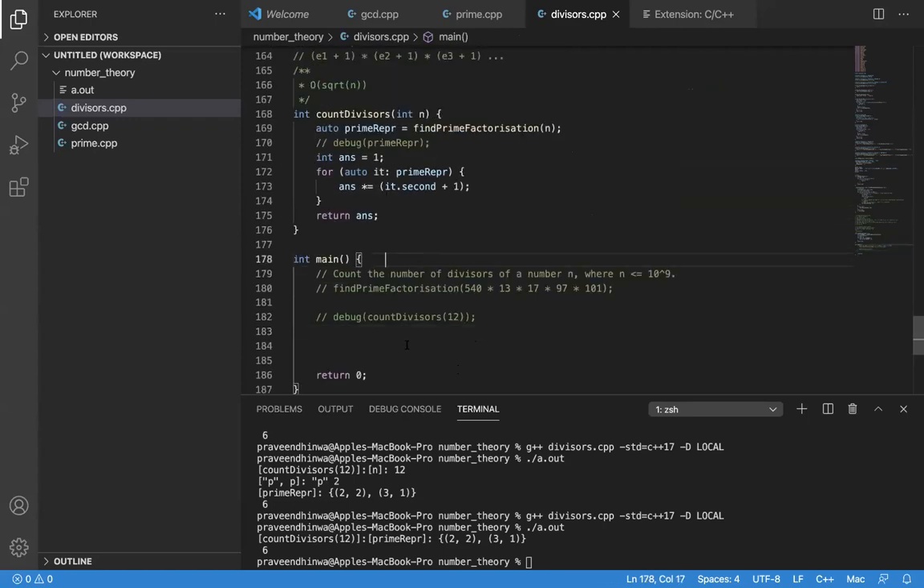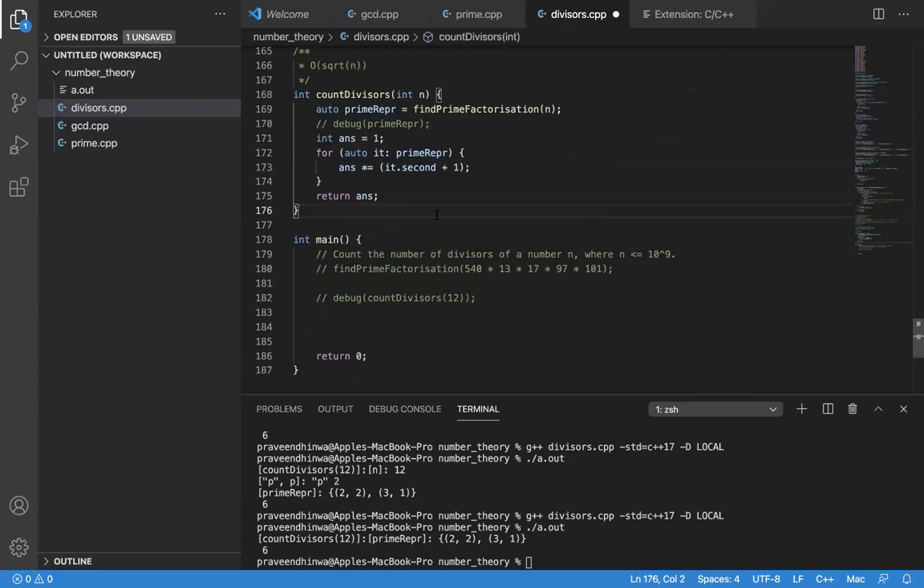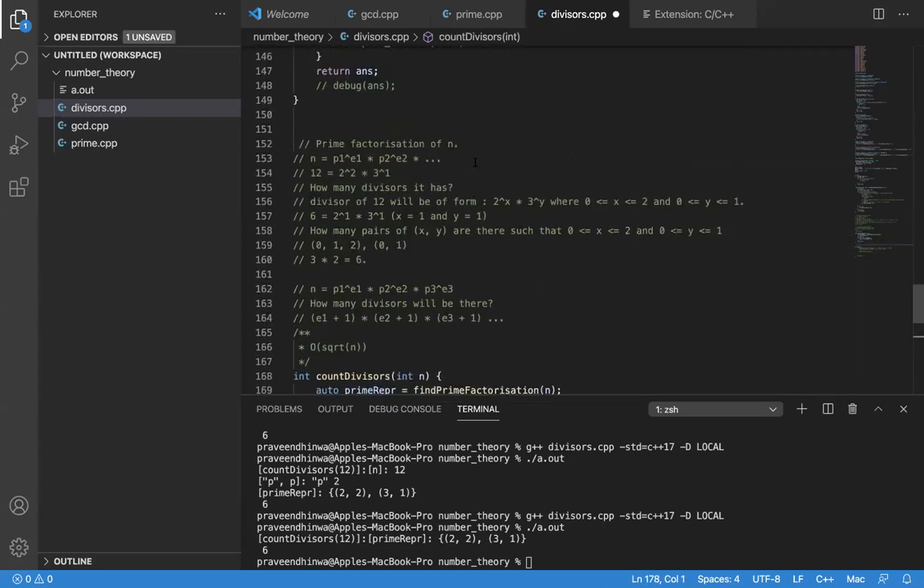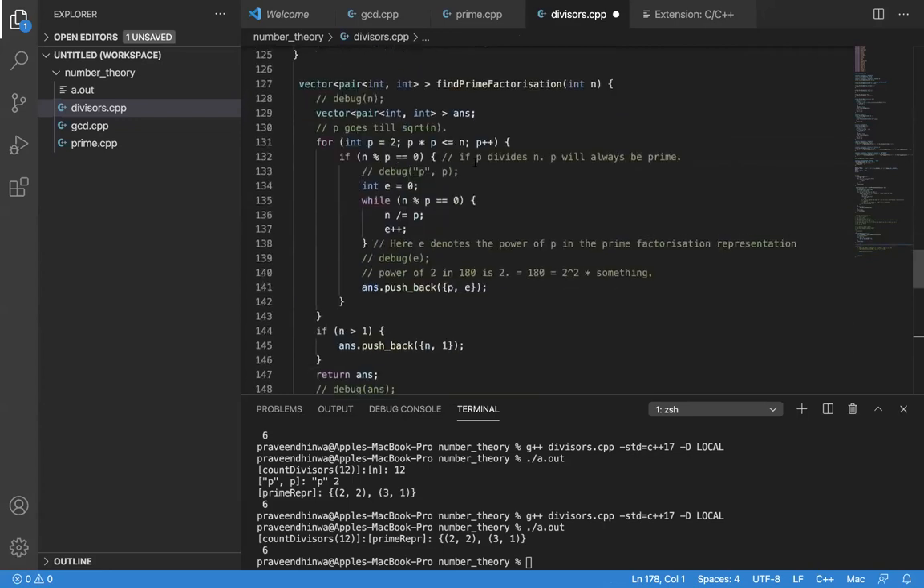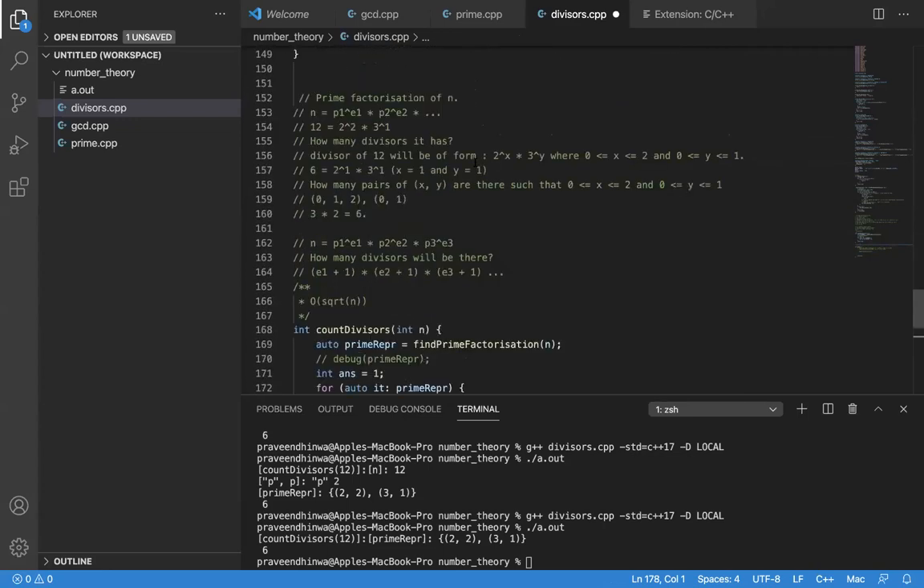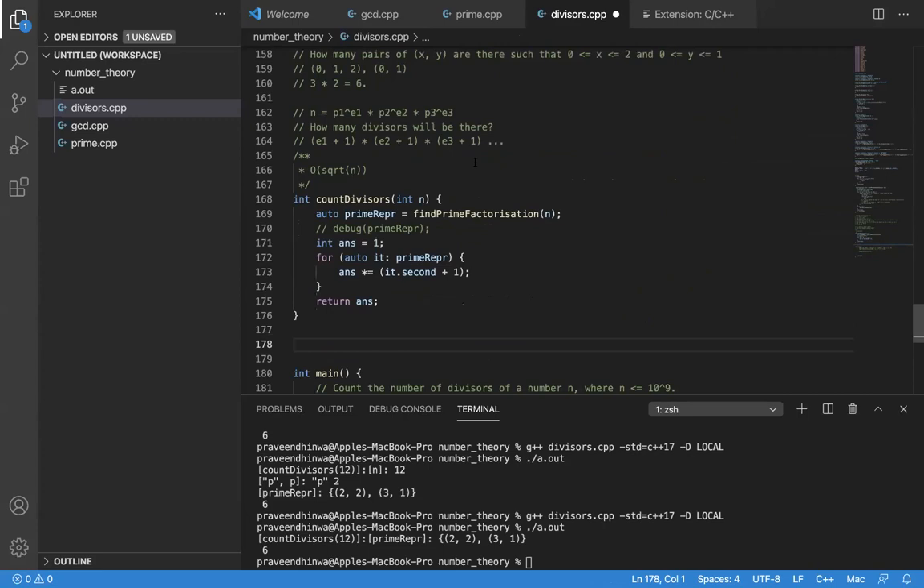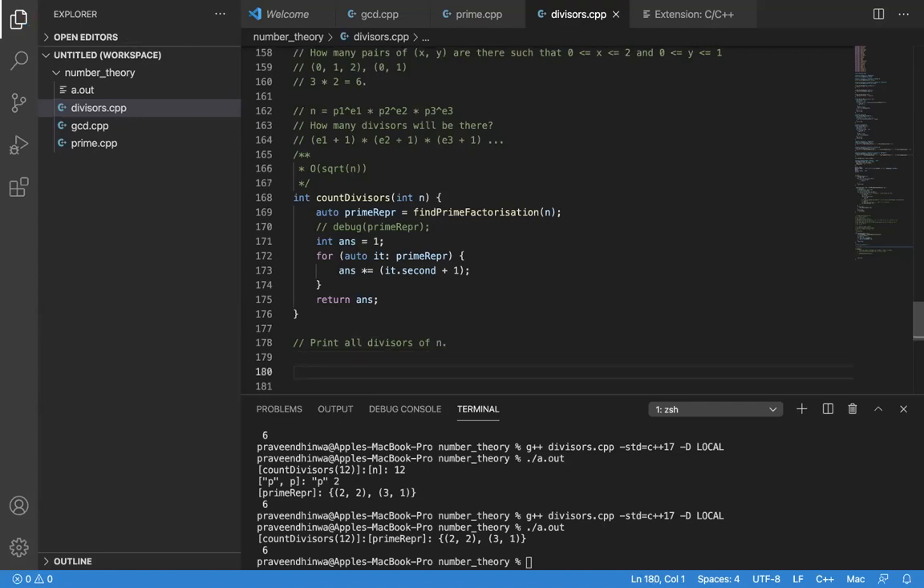So suppose, another way, now someone asks you to print all the divisors. So this time we counted all the divisors. Now if someone asks you to print all divisors of n, then what would you do? Now this is interesting. So how will you do that?